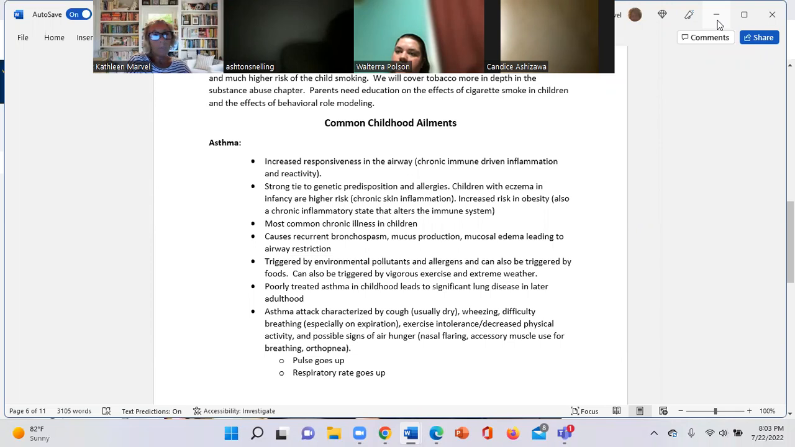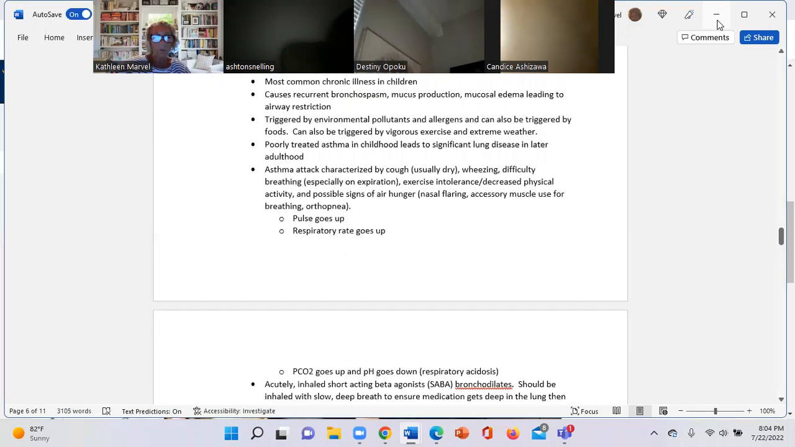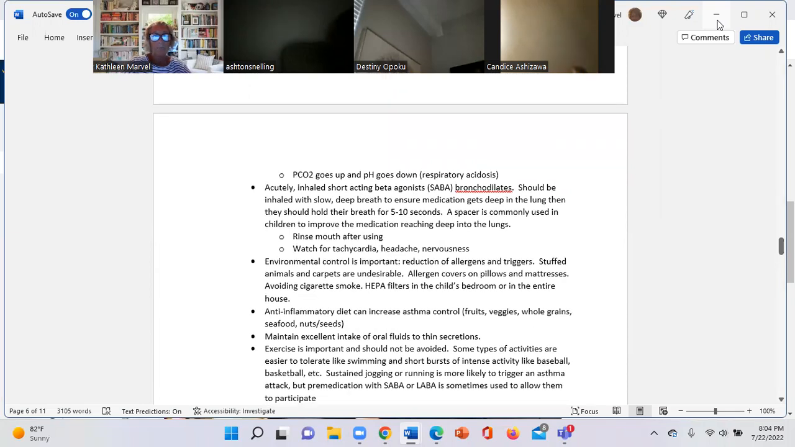Poorly treated asthma in childhood leads to significant lung issues later on in life. What does an asthma attack sound like? Cough, usually a dry cough, wheezing, difficulty breathing. They can inhale, but it's hard for them to exhale. Exercise intolerance, decreased physical activity, possible signs of air hunger, which is your nasal flaring. Pulse goes up, respiratory rate goes up.